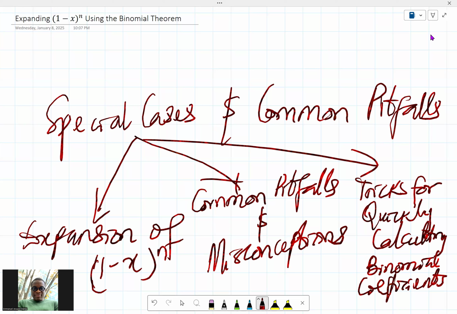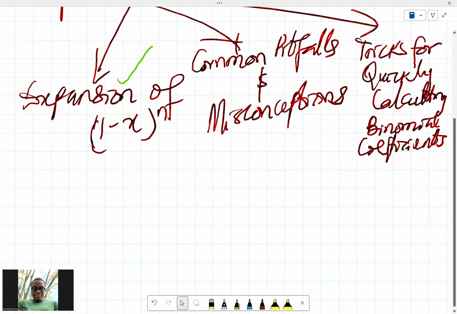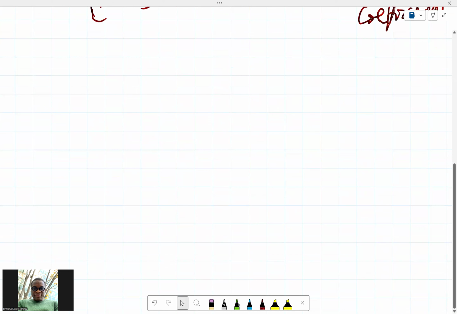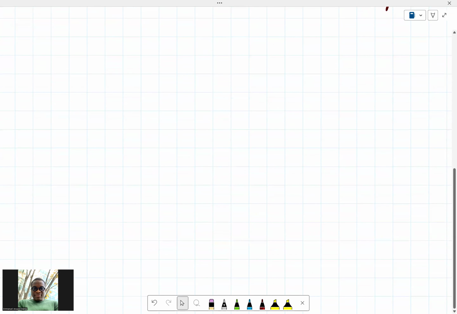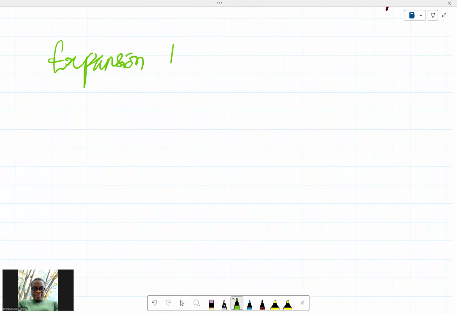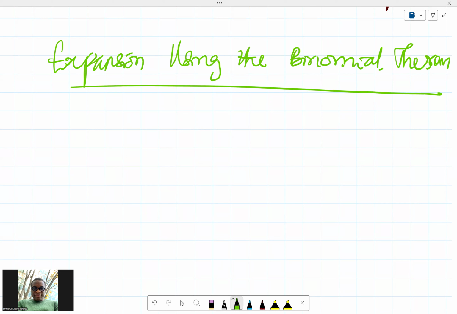But the first one is to expand 1 minus x raised to power n using the binomial theorem. So let's go for that right now. Expansion using the binomial theorem. That's the expansion of 1 minus x raised to power n. That's what this is about.